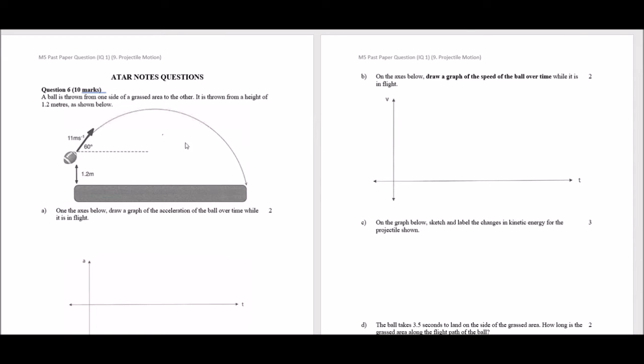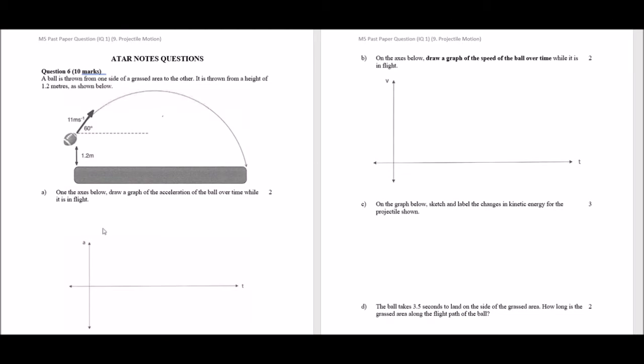So, in order to start our question, we are looking at question A here. Question A says, on one of the axes below, draw a graph for the acceleration of the ball over time while it is in flight. One of the misconceptions people often think is that the acceleration is going down like that. That's usually the first interpretation. But that's actually more for question B, which we'll talk about in terms of the speed or the velocity of the ball over time.